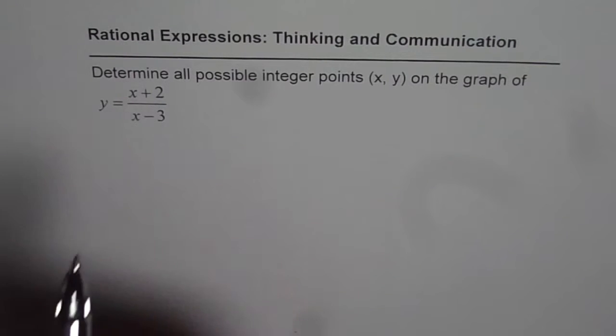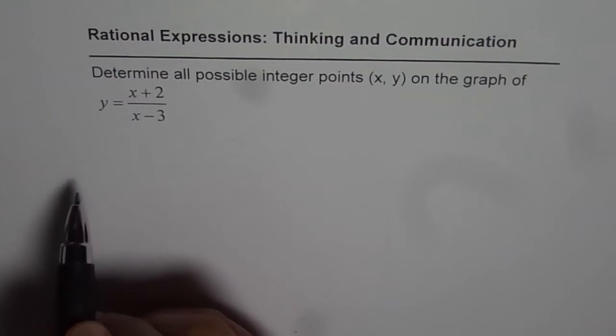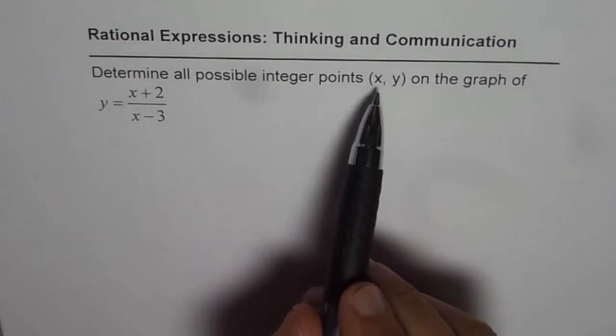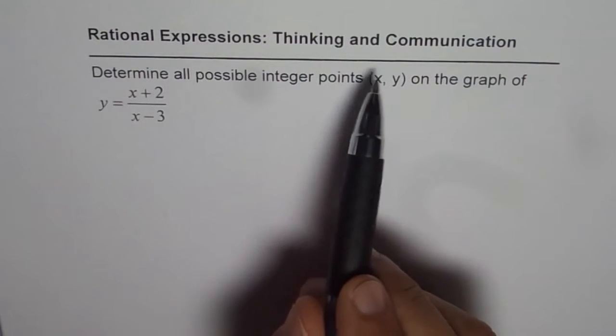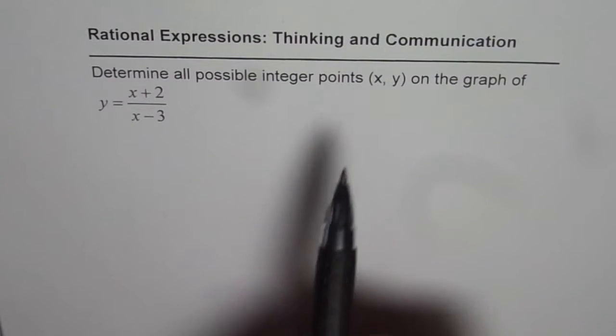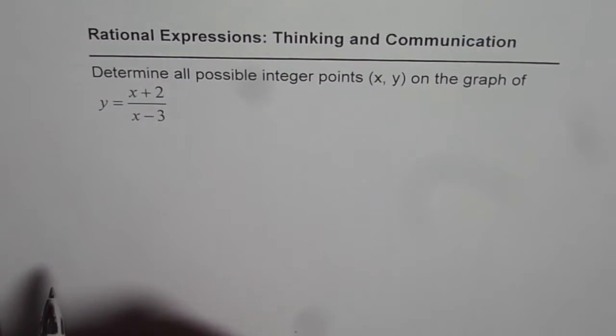We have y equals (x + 2) divided by (x - 3). We are looking for integer points. That means integer values of x which will return y also as an integer, right? Not rational or fractions, okay? That's what we are looking for.